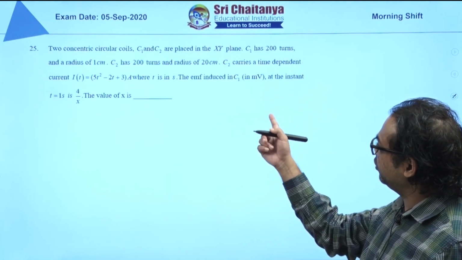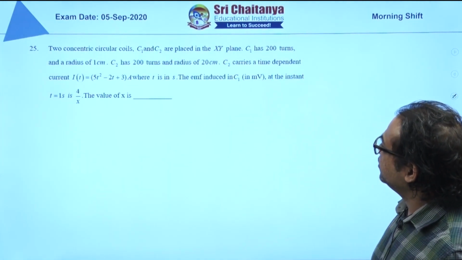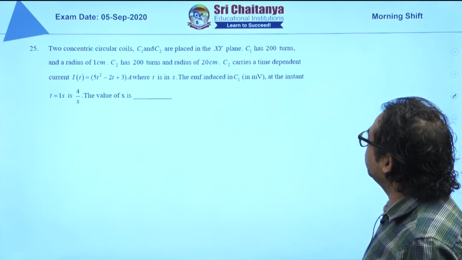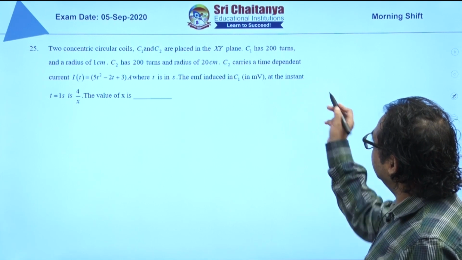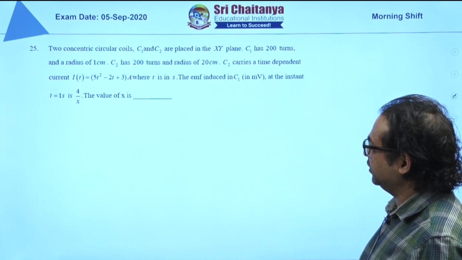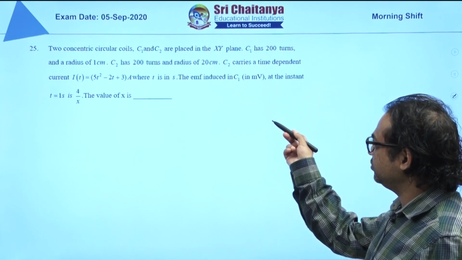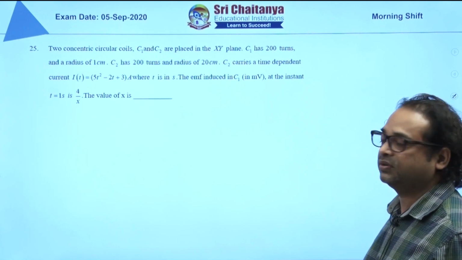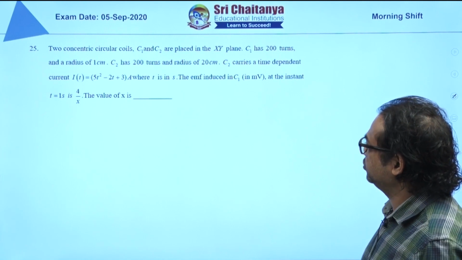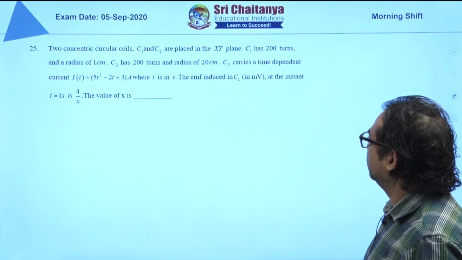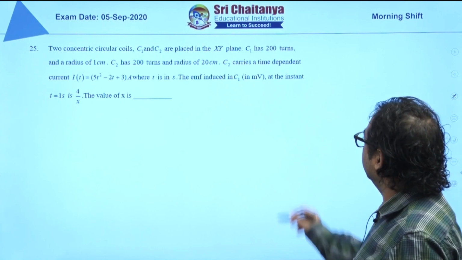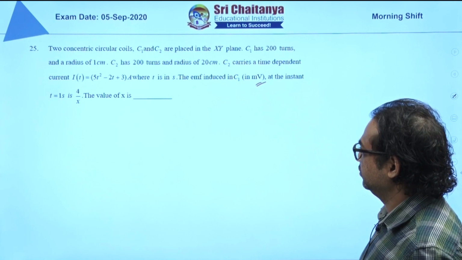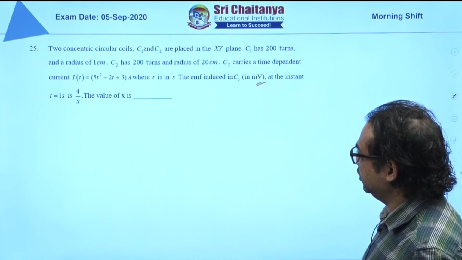Last question, question number 25. Two concentric circular coils C1 and C2 are placed in the xy plane. C1 has 200 turns and radius 1 centimeter. C2 has 200 turns, radius 20 centimeter. C2 carries time dependent current 5t square minus 2t plus 3, where t is in second. What is the EMF induced in millivolt at the instant 1 second? It is 4 by x, you have to calculate the value of x.